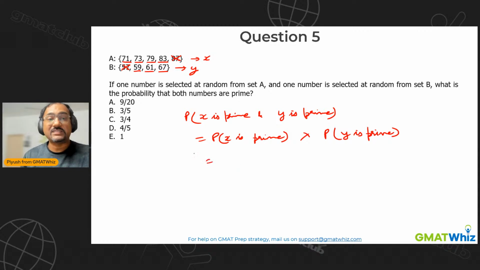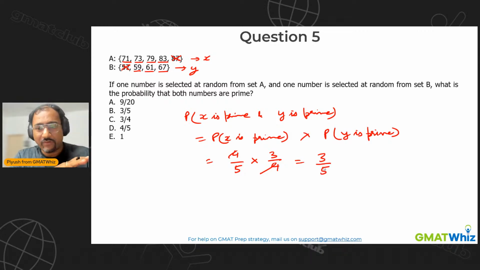So what is the probability of X being prime? There are four prime numbers out of the five, so it is 4 by 5. And in Y, there are three prime numbers out of the four total numbers. I can cancel this out, and I will get the answer as 3 by 5. So a slightly straightforward question, not too complicated. But yes, it does test your skill at identifying the prime numbers before you solve the probability angle. Sometimes people just solve this question in a hurry, so don't make that mistake.